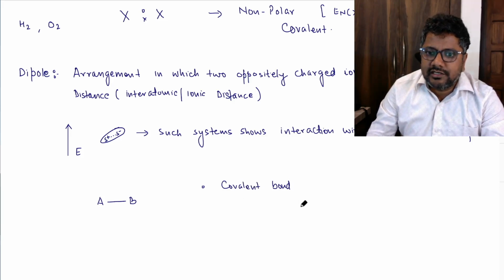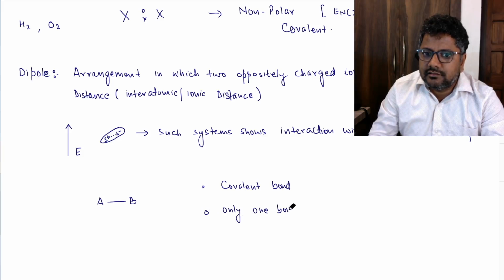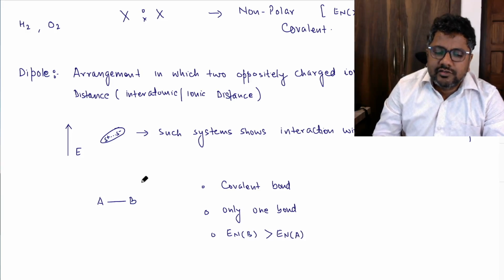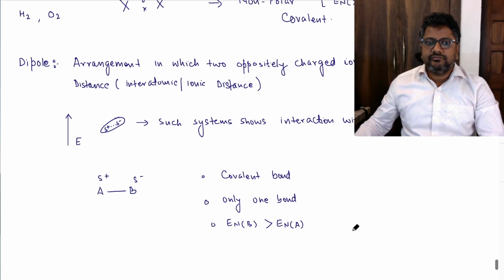How many bonds are there? Only one bond. And we are assuming that the electronegativity of B is more than the electronegativity of A. So there is a delta negative charge and a delta positive charge, right?